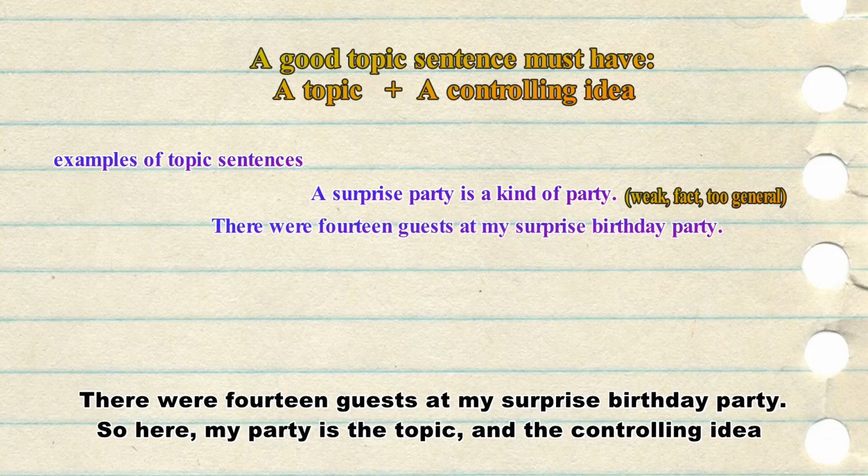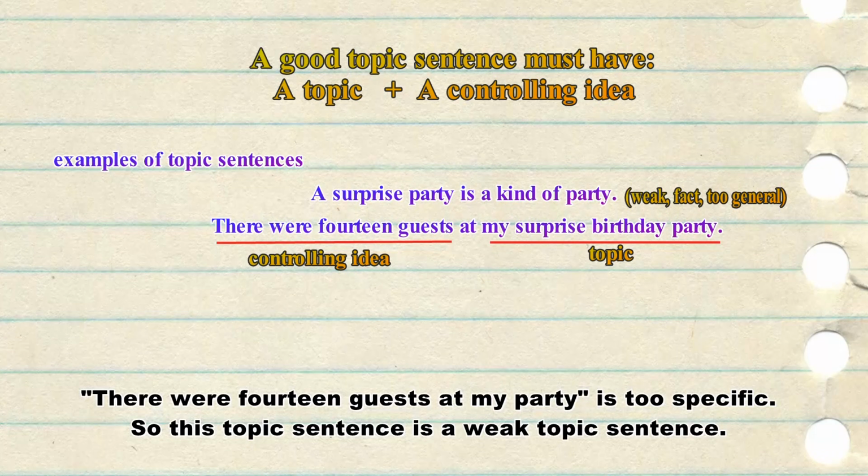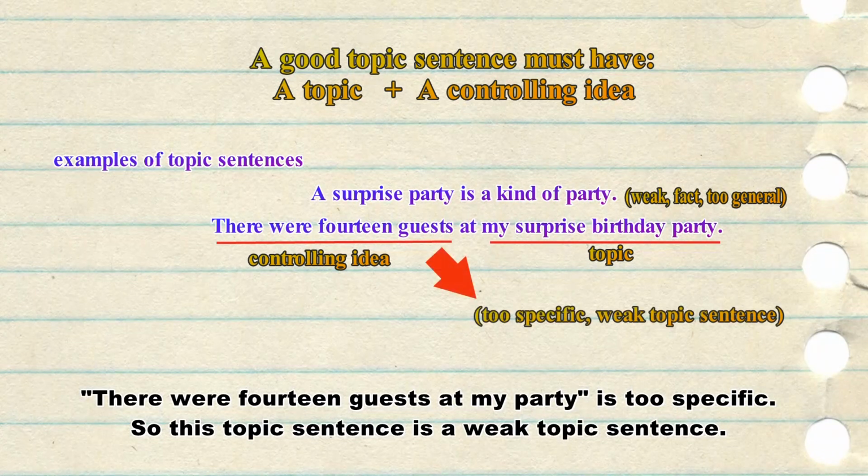There were 14 guests at my surprise birthday party. So here, my birthday party or my party is the topic. And the controlling idea is that there were 14 guests at my party. So what can you say about this? Can you expand this? No. There were 14 guests at my party is too specific. So this topic sentence is a weak topic sentence.